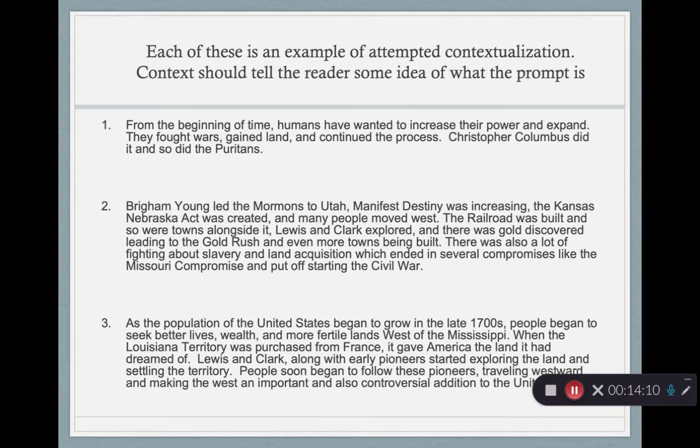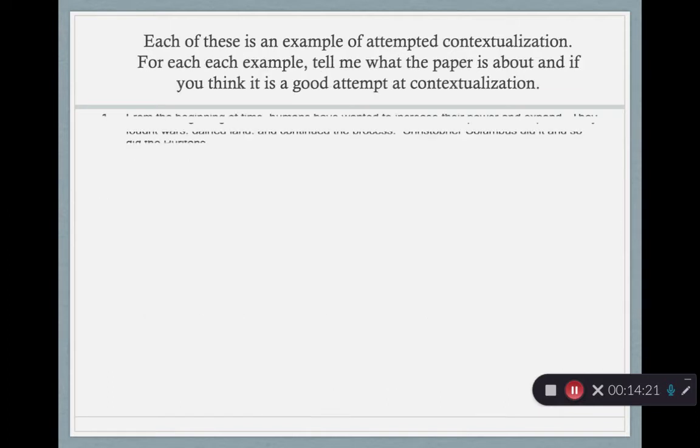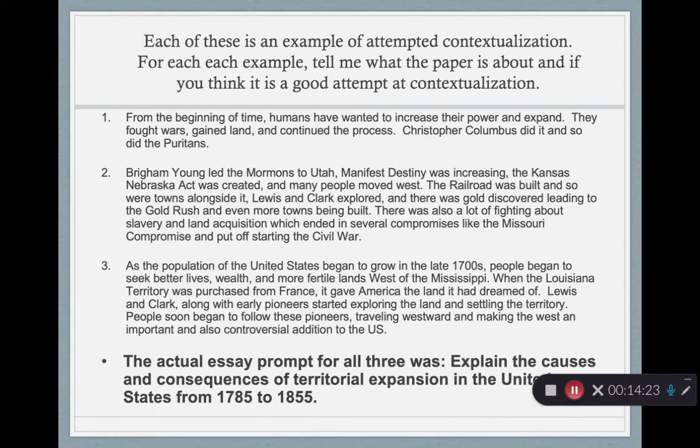Before I get there, though, let me give you the actual prompt for this, by the way, because again, good context should give me an idea what the prompt is about, and apparently this is about westward expansion. The actual essay prompt: explain the causes and consequences of territorial expansion in the United States from 1785 to 1855. Once again, you should not tell me about Christopher Columbus if you're telling me about the 19th century here.